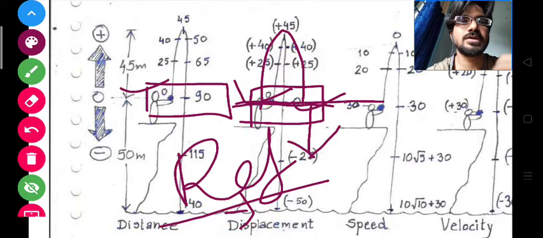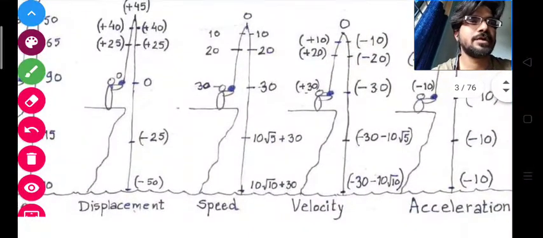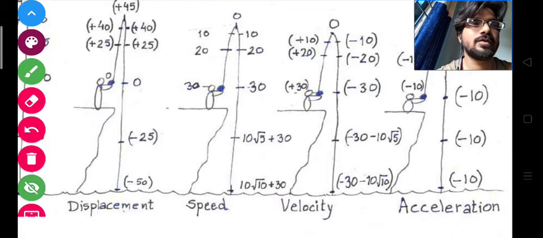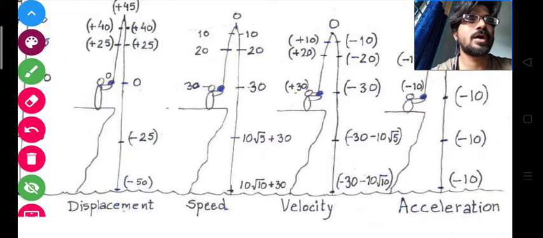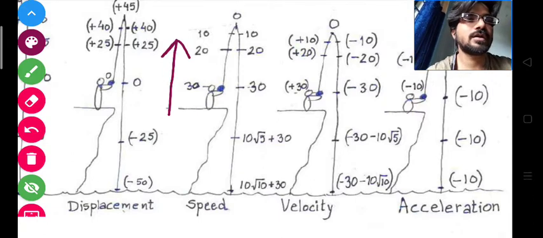Next we will see speed. You know, speed is a scalar quantity. When we talk about speed, first, when you throw a body upward, obviously you have given it a greater speed.